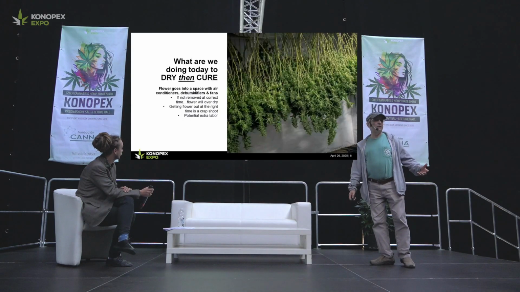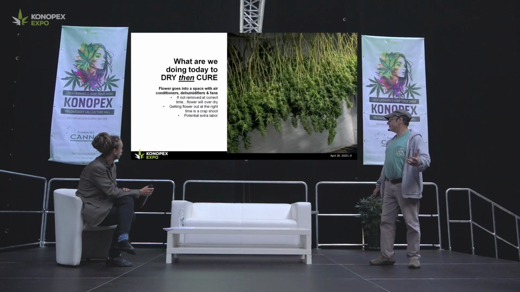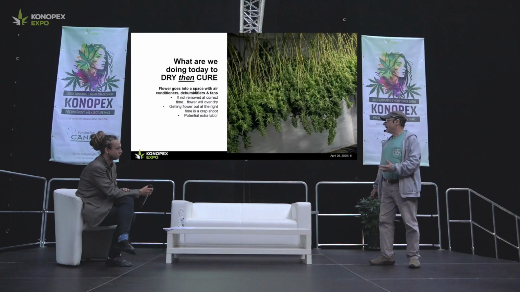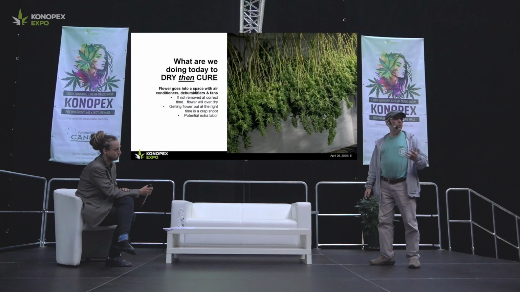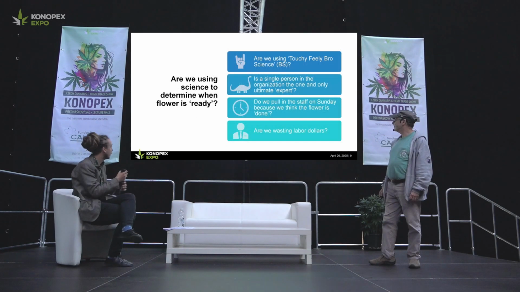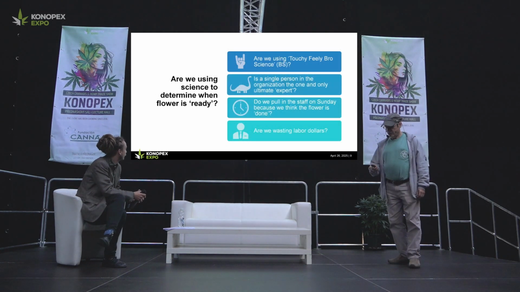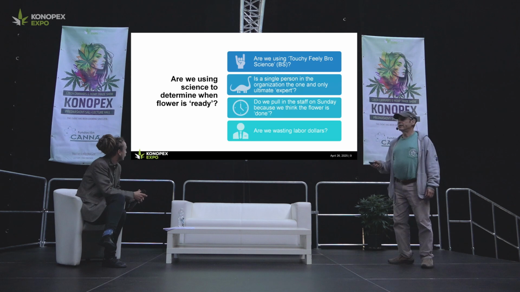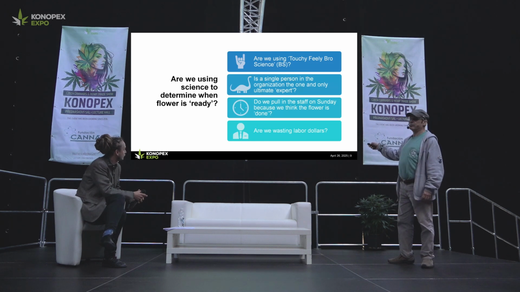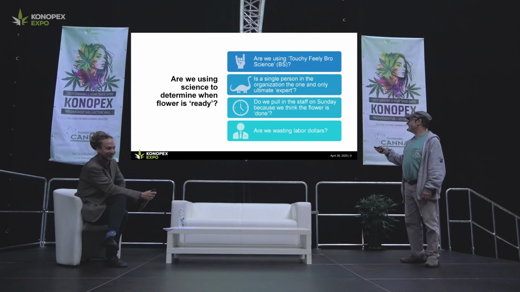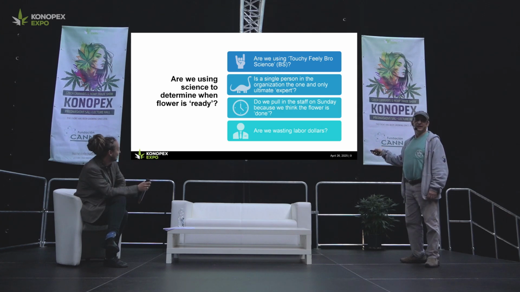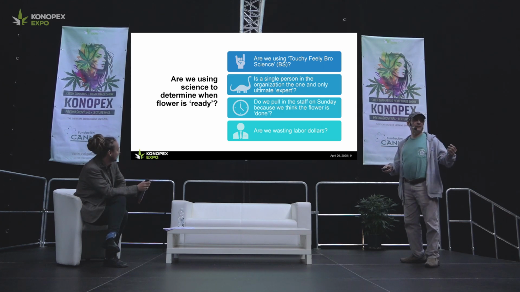So right now, the flower goes into a space with the air conditioners and dehumidifiers. And someone needs to guess when to arrest the drying process, because this equipment continually removes moisture from the flower. If it's left longer, it's going to over-dry. So we depend on people to know when, touchy-feely bro science. And is there a single person in the facility who has that touchy feeling? Is an entire operation depending on this one person?